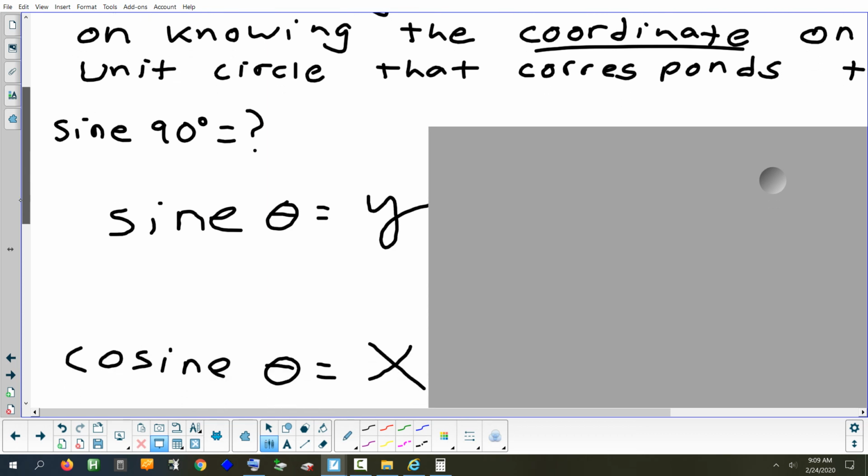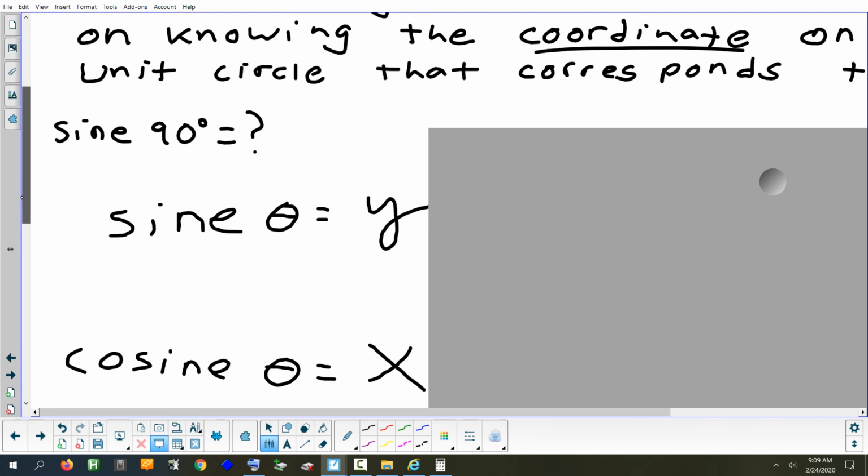Another trig function we're going to look at is cosine. If I asked you for the cosine of 90 degrees, step 1, find the coordinate. Step 2, tell me the x value. Sine and cosine are the easiest two to do, because once you have the coordinate, there's no additional math you have to do with them. The other ones there is. All right.